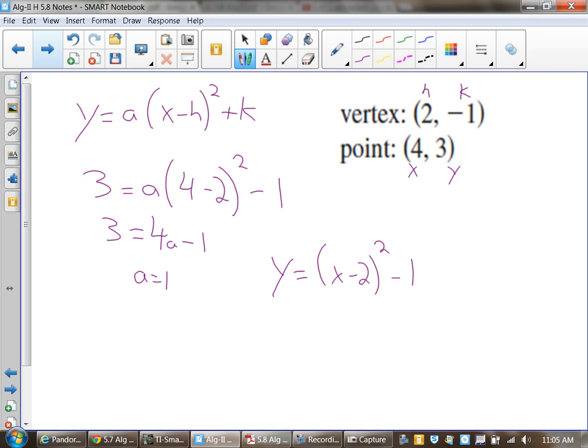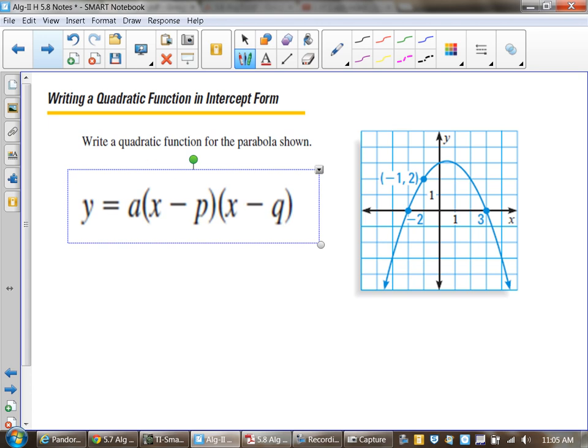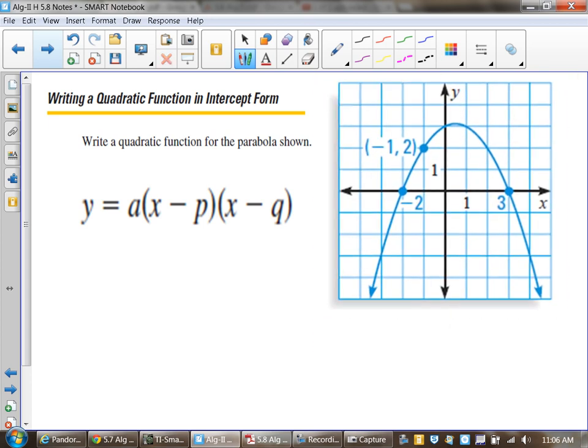Let's do the other one. And let's use the same idea. When I'm talking about intercept form, that's when you're given your zeros on a graph, and you have a point again. So the p and q are your zeros. So I have y equals a times the quantity x minus p times quantity x minus q. I start to fill in the blanks again.